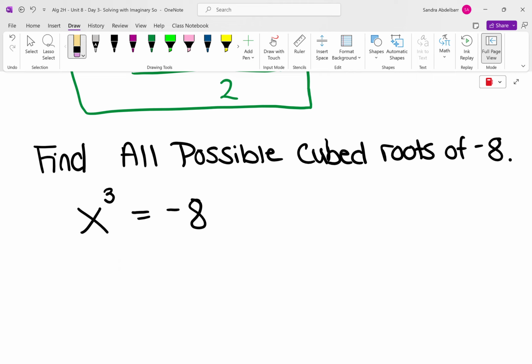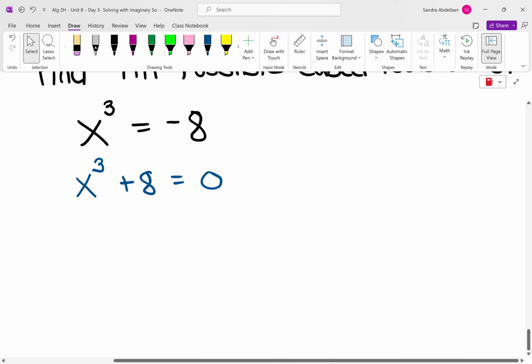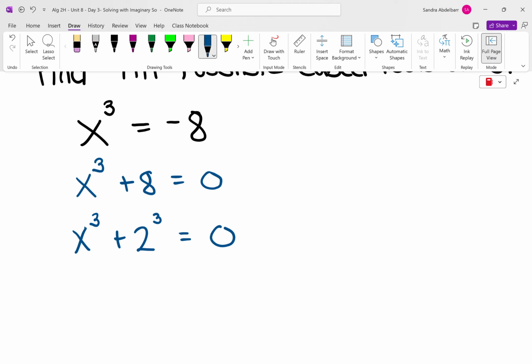So then how do we do this properly? How do we do this properly so we get all of the solutions? What we're going to do is move that 8 over, and we're going to get x cubed plus 8 is equal to 0. What is this? Sum of cubes. This is the sum of cubes. So this is really the same as x to the 3rd plus 2 to the 3rd equals 0. Do we agree?